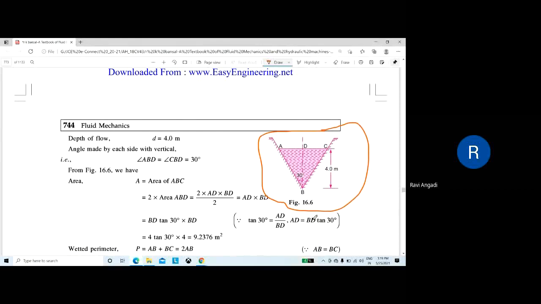Just take it as an assignment, and if you have a textbook, you can cross-verify the answer. In internals, you will get similar kinds of problems. Don't expect the same problem, but you'll get a similar kind. The dimensions may vary. Have you taken this figure?